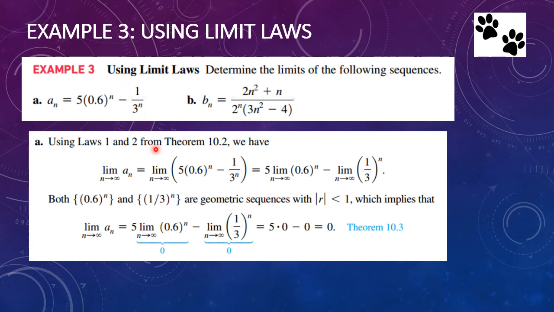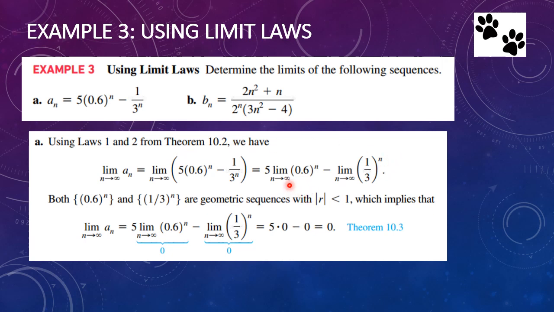So this first one we can see we have the limit of a difference, which means we can take the limit of each piece and subtract those. Also remember that if you have a coefficient in the front, you can apply that to the outside of the limit and find the limit of the function and then multiply it by that coefficient. So those are laws 1 and 2 from Theorem 10.2 earlier in this section.